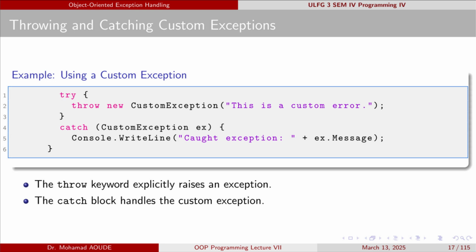Once defined, you can use your custom exception just like any other. Use throw new MyException to raise it. Catch it with a specific catch (MyException) block. This way, your application logic stays clean, expressive, and modular.